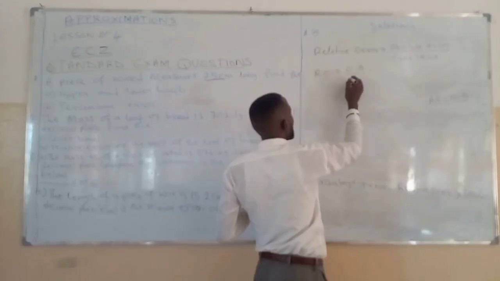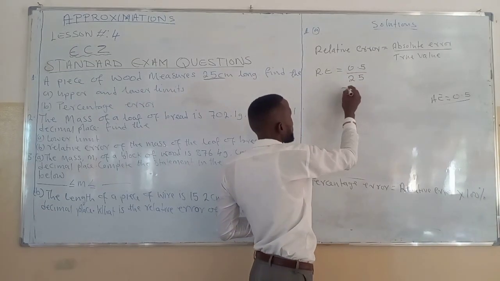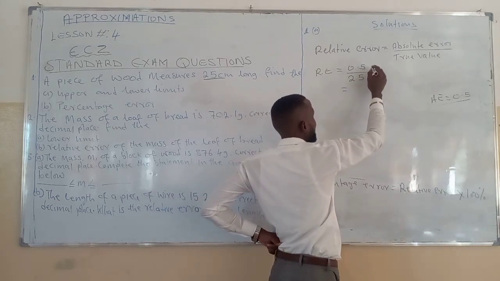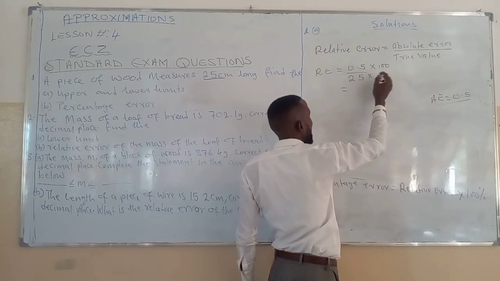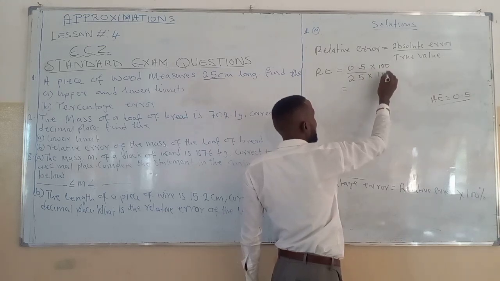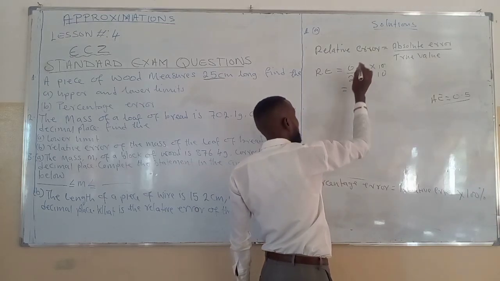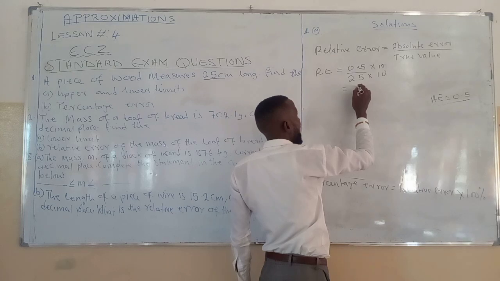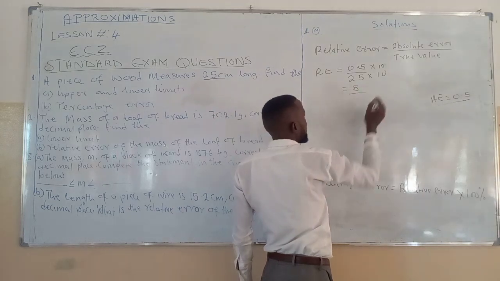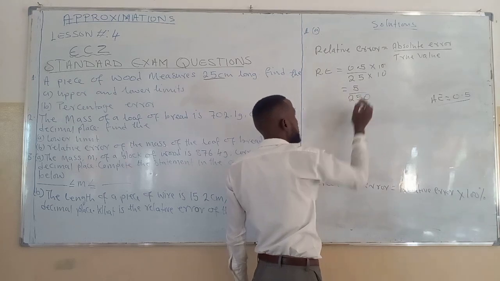My true value is 25. Then you simplify this by multiplying both sides. You multiply this side by 10, not 100, by 10 only, so that we get rid of the decimal place here. 0.5 multiplied by 10, we have 5. 25 multiplied by 10, we have 250.